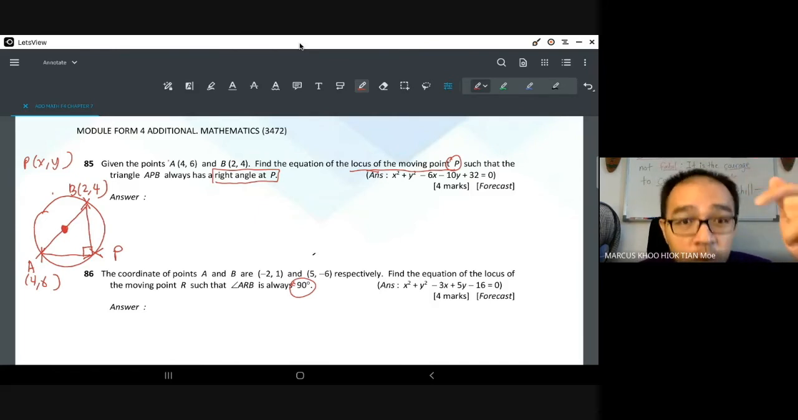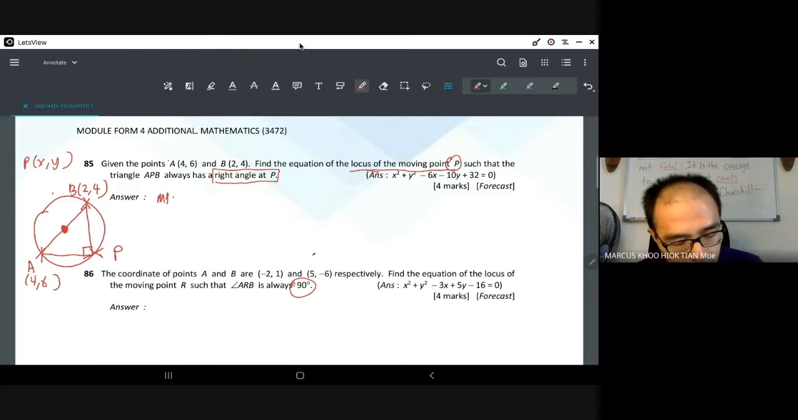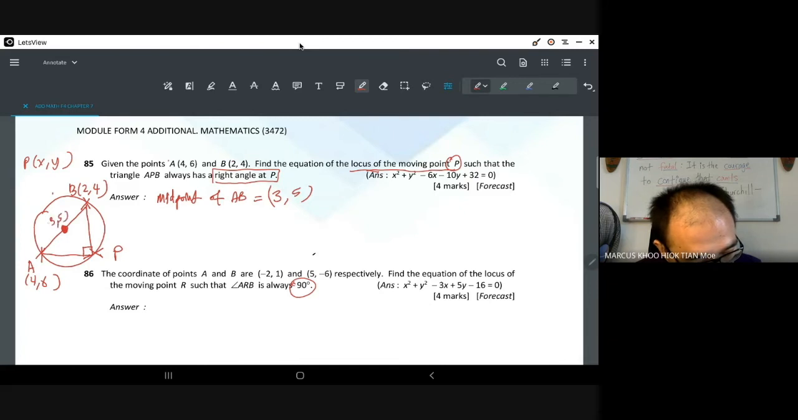So can we find the midpoint for this? Can. Can you guys find the midpoint and tell me now? The midpoint will be 3 and 5. That means here the center is 3 and 5. That's the first one. Second one is you need to find the distance. The distance is always from the center to the circumference, so either the center and B or the center and A.